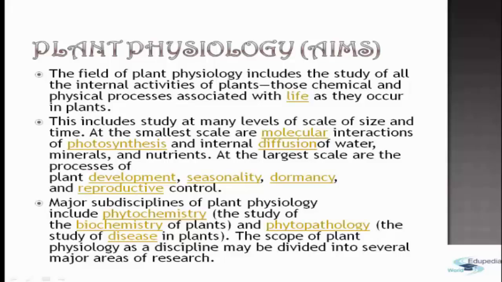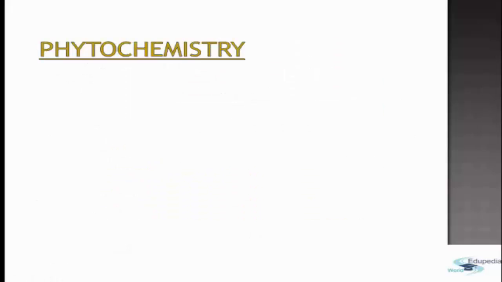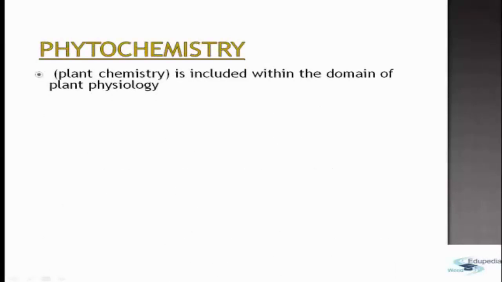Major subdisciplines of plant physiology include phytochemistry, the study of biochemistry of plants, and phytopathology, the study of disease in plants. The scope of plant physiology as a discipline may be divided into several major areas of research. First, we have phytochemistry. This is the plant chemistry which is included within the domain of plant physiology.